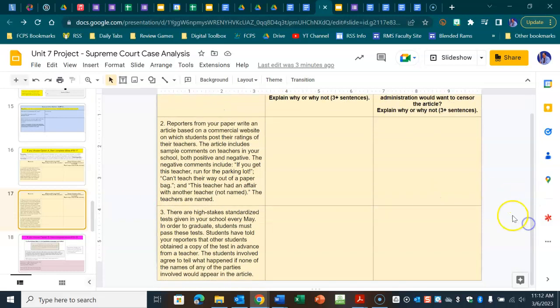And then number 3 would be, there are high-stakes standardized tests given in your school every May. In order to graduate, students must pass their tests. Students have told your reporters that other students obtain a copy of the test in advance from a teacher. The students involved agree to tell what happened if none of the names of the parties involved would appear in the article. Okay, so you do 16 and 17 if you chose option A.